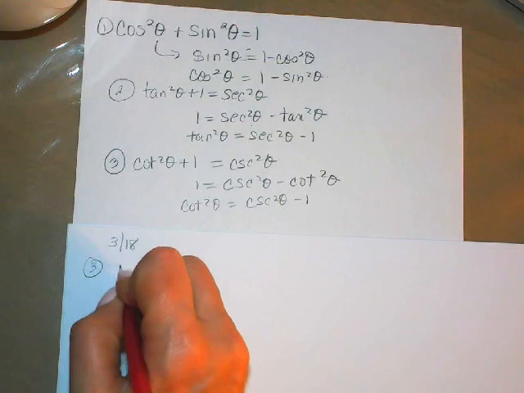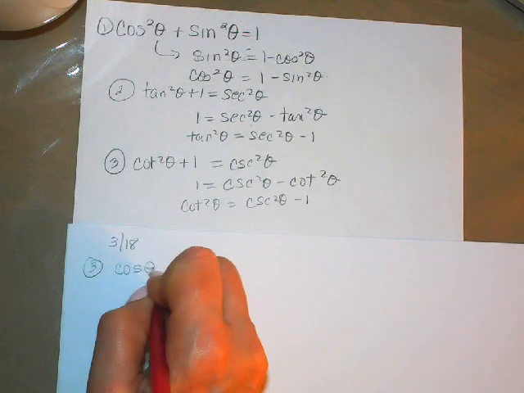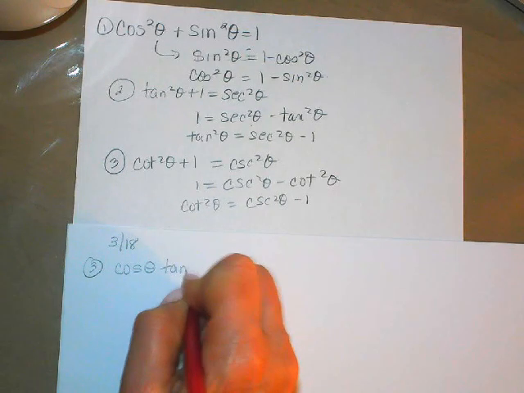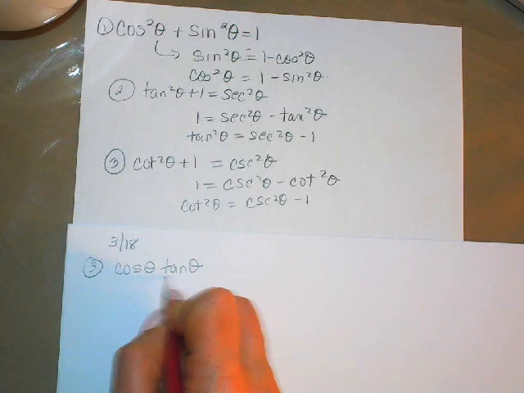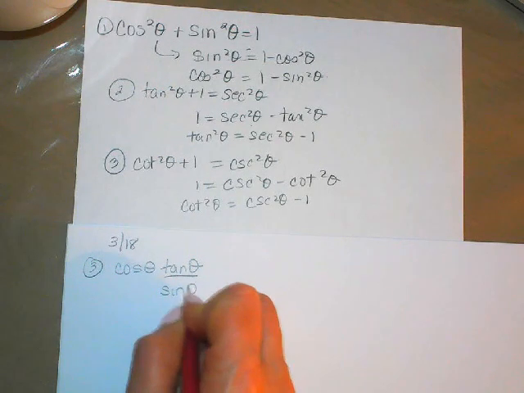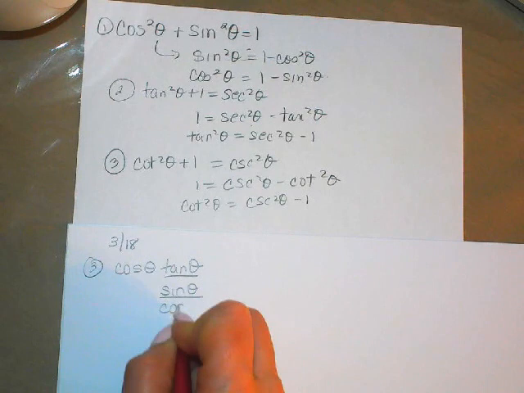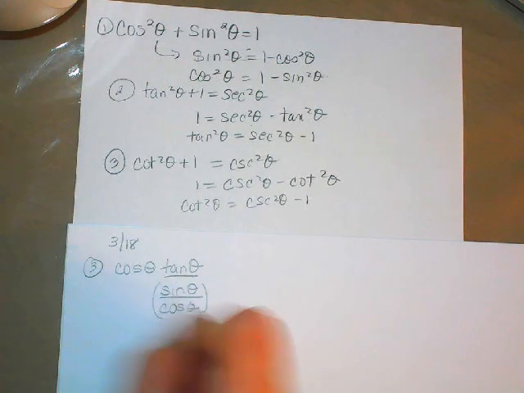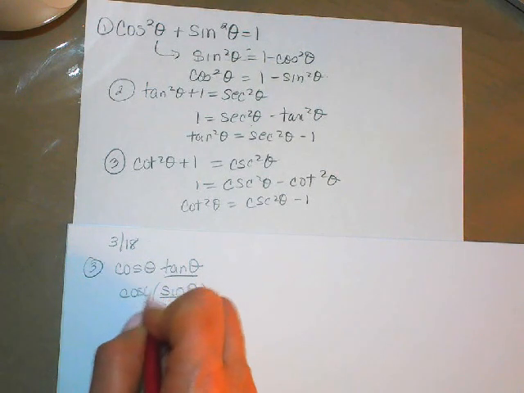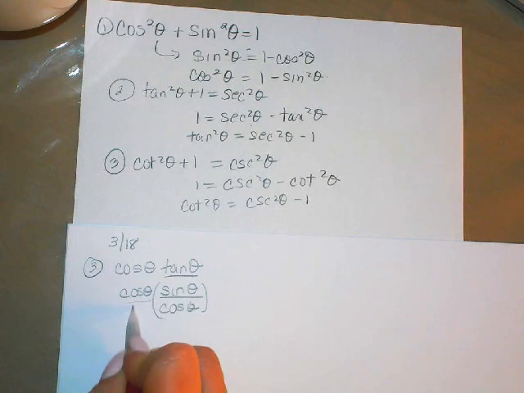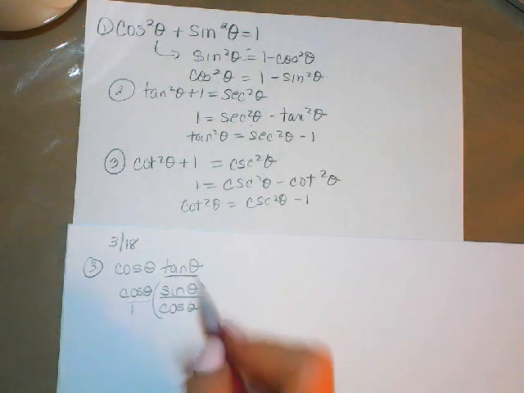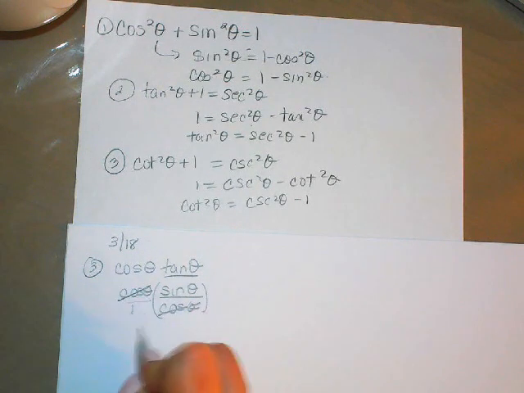So the first one says to simplify cosine theta times tan of theta. All you have to do is change tan. Tan is a quotient. Tan is really sine over cosine. Multiply that by the cosine. Remember, cosine technically is over 1. You don't have to write it, but it's there. This cancels out, and you're just left with sine.